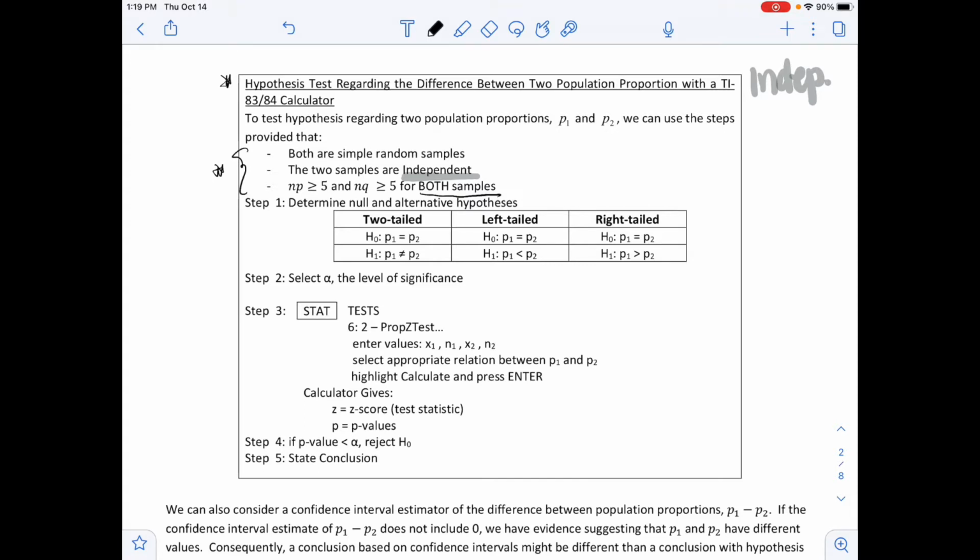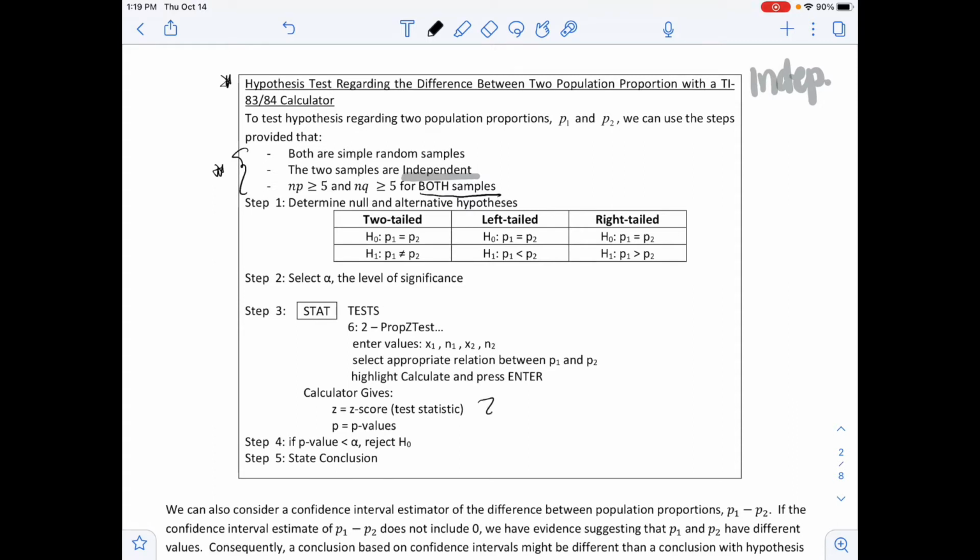Step 3, go to STAT, TESTS, number 6 on your calculator, and if it's something different, make sure you write down what it is on your calculator. It should be 2-PropZTest. Then you need to enter the values x1, n1, and x2, n2. Select the appropriate relationship between p1 and p2. Highlight Calculate and press enter.